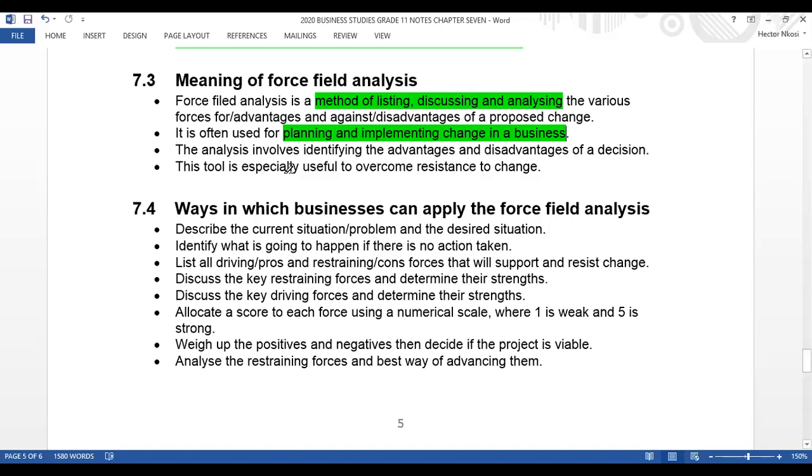The analysis involves identifying the advantage and disadvantage of a decision. This tool is especially useful to overcome resistance to change. Very important.